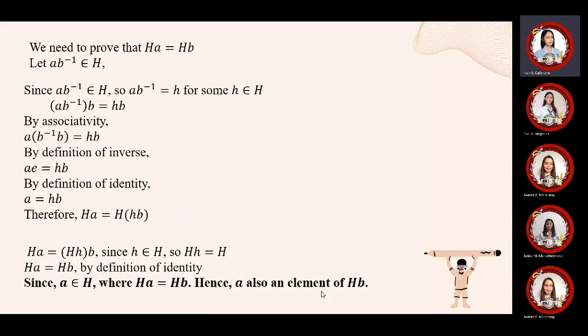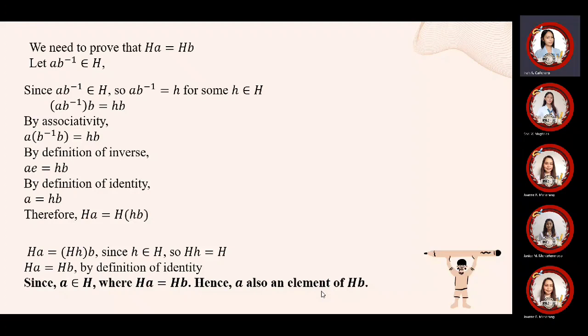So we need to prove that HA is equal to HB. Let AB inverse be an element of H. Since AB inverse is an element of H, AB inverse is equal to h for some h, an element of H. So AB inverse multiplied by B is equal to hB. By associativity, we combine the B inverse and then B, and we will get A multiplied by B inverse B is equal to hB.